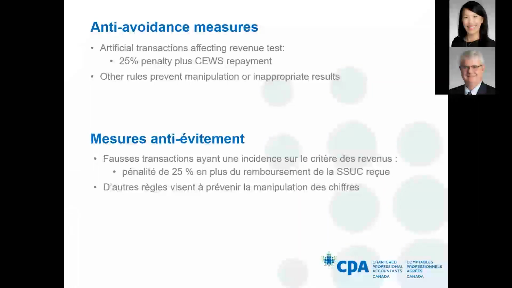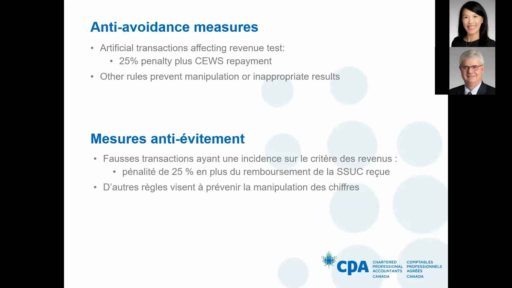It is a fairly substantial penalty. It's 25% plus the amount that the government believed was improperly claimed. So in terms of the actual period claim, it could be 125% effectively. You lose the subsidy plus another 25%.